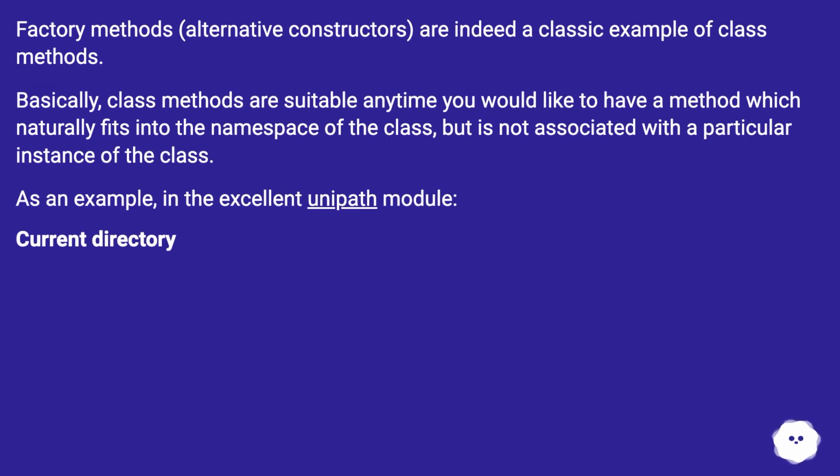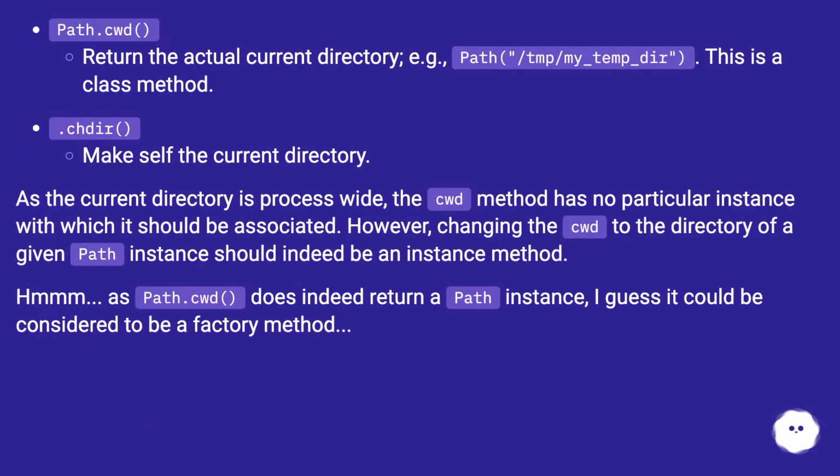As an example, in the excellent Unipath module, Path.cwd() returns the actual current directory, e.g. Path('/tmp/dir'). This is a class method. .chdir() makes self the current directory. As the current directory is process-wide, the cwd method has no particular instance with which it should be associated. However, changing the cwd to the directory of a given Path instance should indeed be an instance method. As Path.cwd() does indeed return a Path instance, I guess it could be considered to be a factory method.